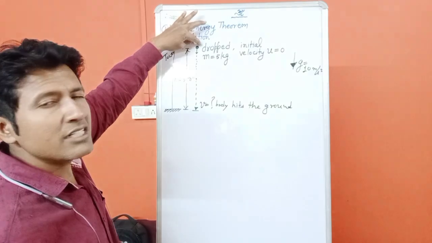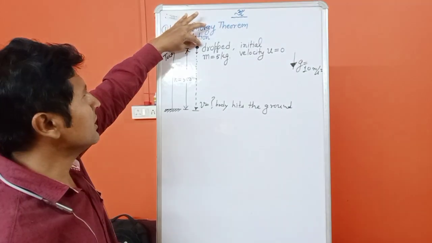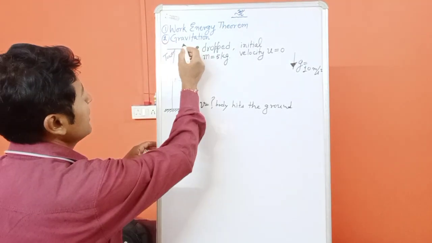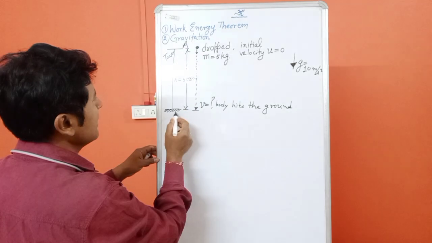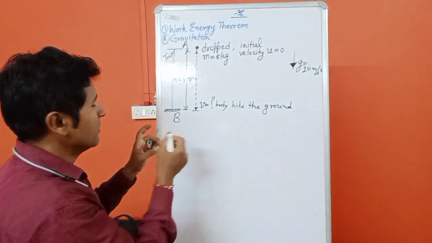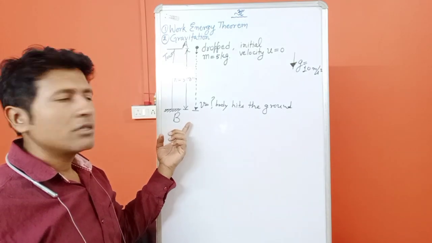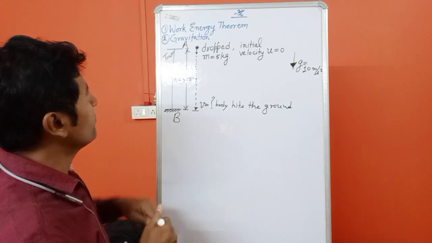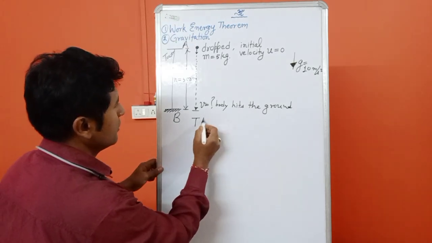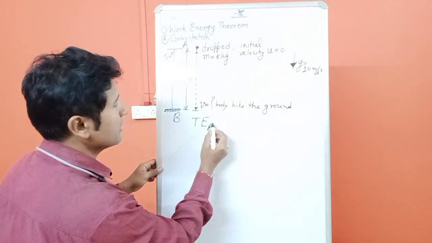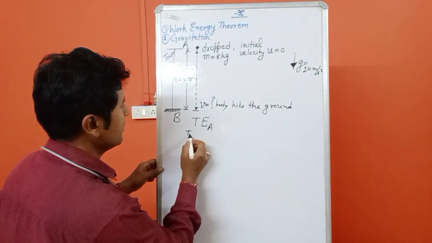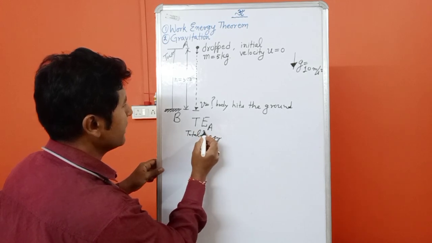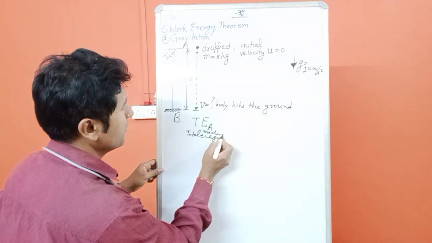what is the total energy? What is the total energy here, right? Now we can take a point, consider this point as A and consider this point, which is of course the ground, as B, right? The total energy at point A, T, that is total energy. You can write it down. Total energy. You can consider it total mechanical energy, right? Mechanical energy.